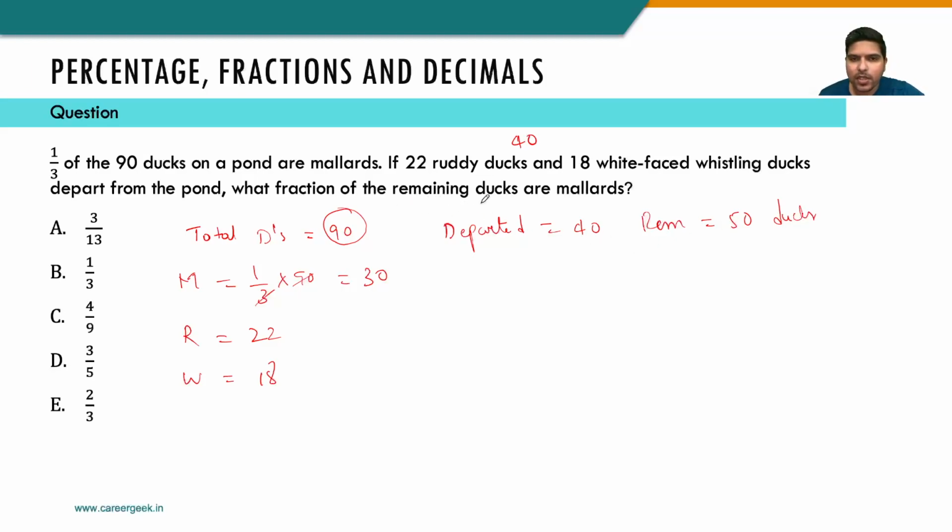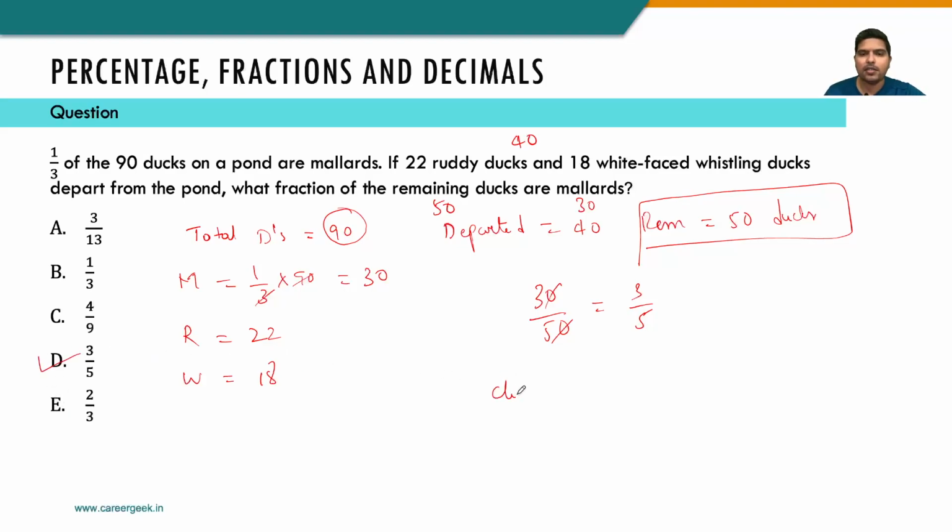What fraction of the remaining ducks, what fraction of 50 are mallards? Mallards we have calculated. So the question is asking 30 is what fraction of 50? So the required fraction is 3/5.